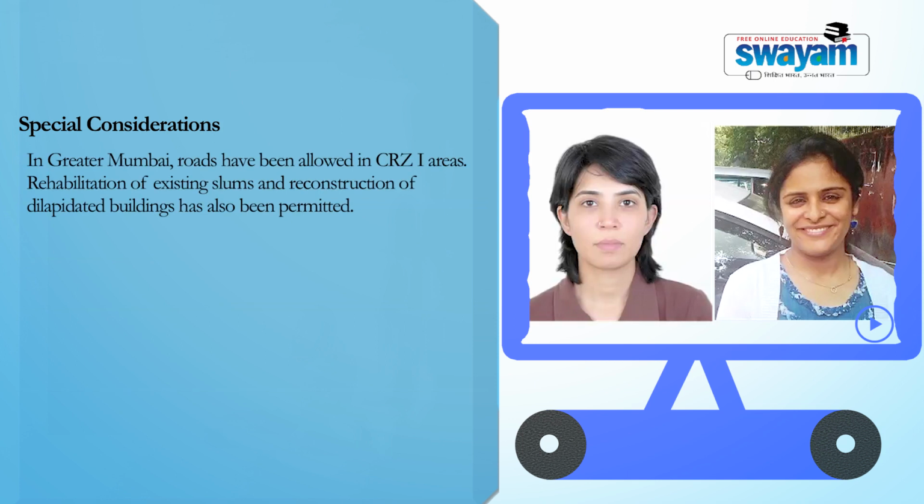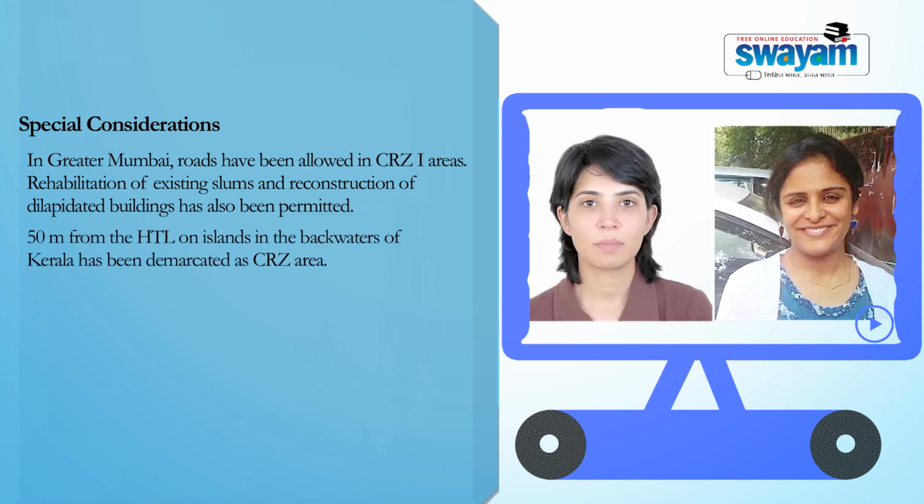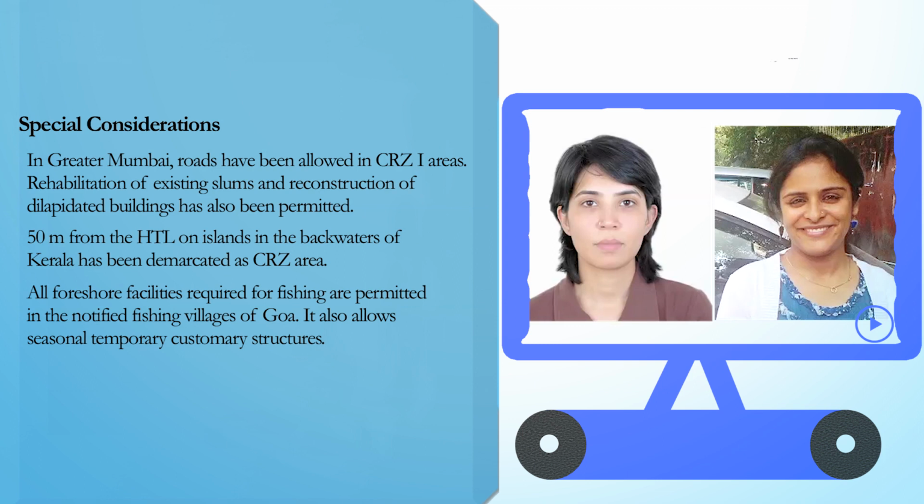In Greater Mumbai, roads have been allowed in CRZ1 areas. Rehabilitation of existing slums and reconstruction of dilapidated buildings has also been permitted. On islands in the backwaters of Kerala, 50 meters from the STL has been demarcated as CRZ area. All foreshore activities required for fishing are permitted in the notified fishing villages of Goa. It also allows for erecting seasonal temporary customary structures such as shacks.